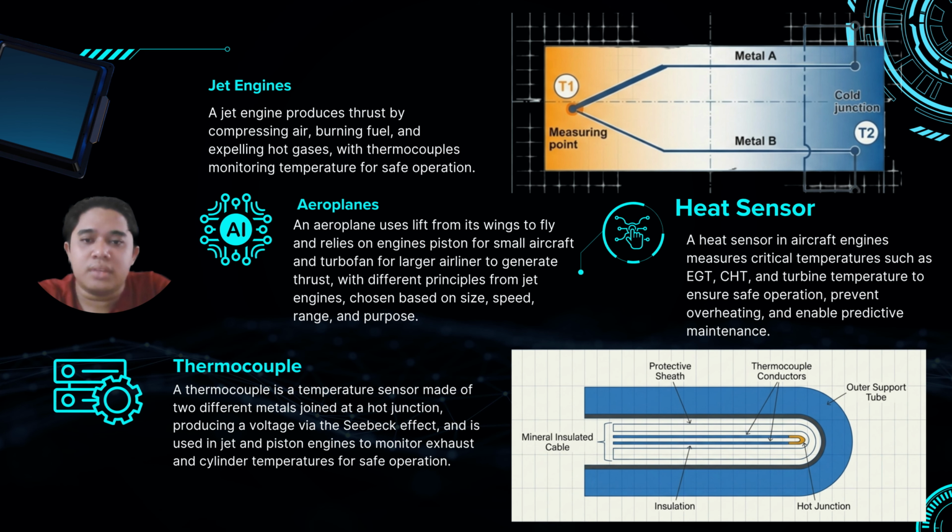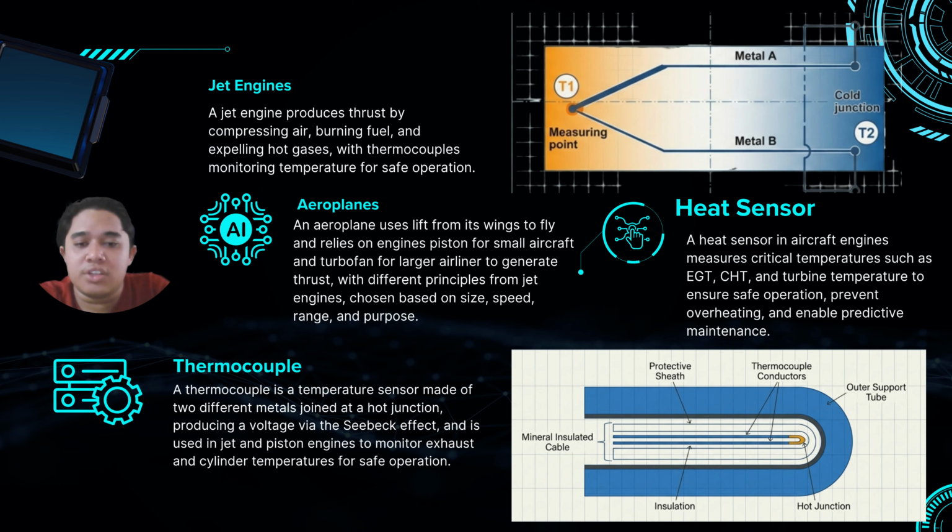The jet engine produces thrust by compressing air, burning fuel, and expelling hot gas, with thermocouples monitoring temperature for safe operation. An aeroplane uses lift from its wings to fly and relies on piston engines for small aircraft and turbofans for larger airliners, which generate thrust with different principles from the jet engine, chosen based on size, speed, range, and purpose.